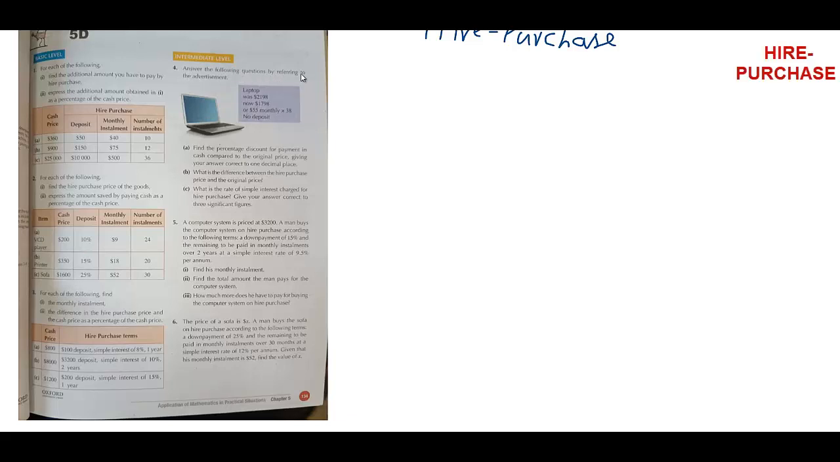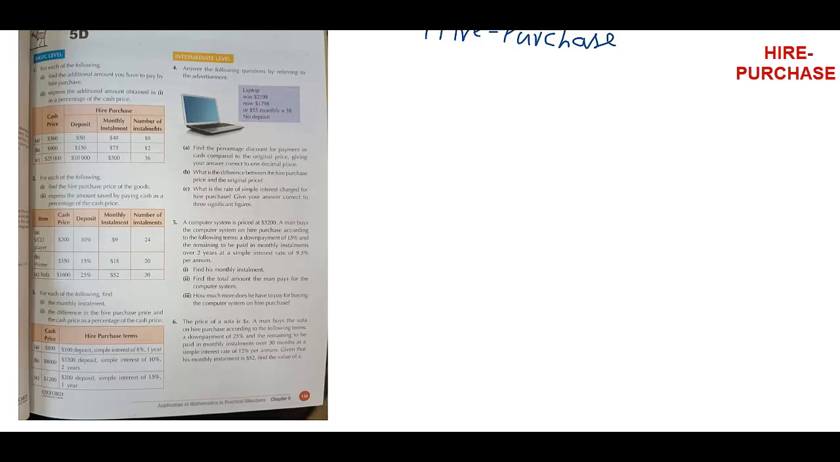Answer the following question by referring to the advertisement. Laptop was $2,198. Now it is $1,798, or $55 monthly times 38 and no deposit. Find the percentage discount for payment in cash compared to the original price, giving your answer correct to one decimal place.